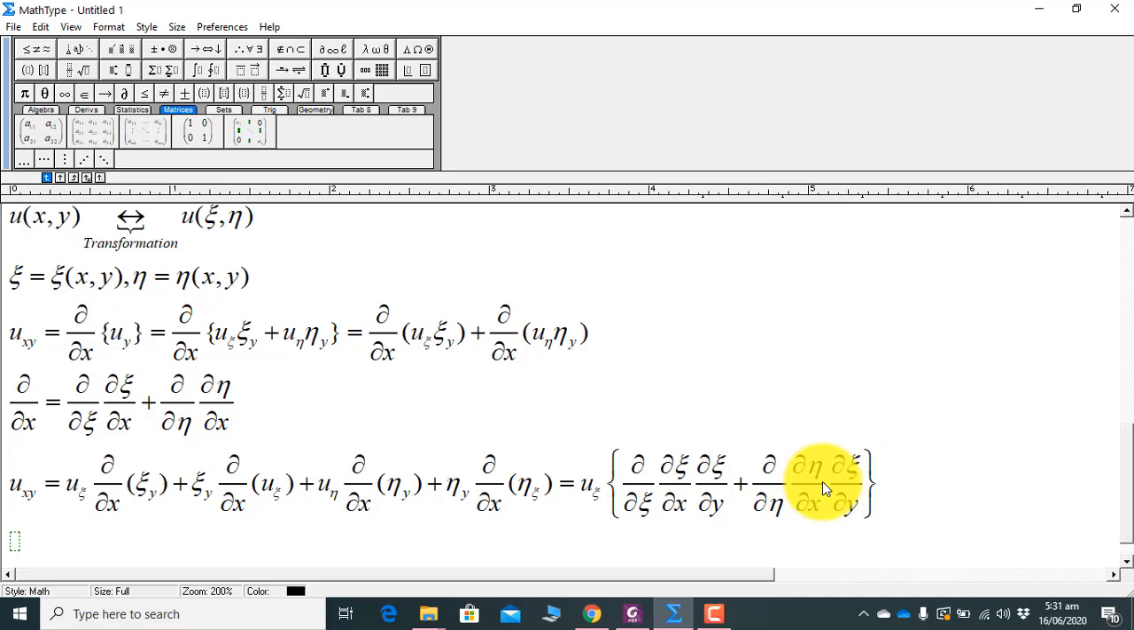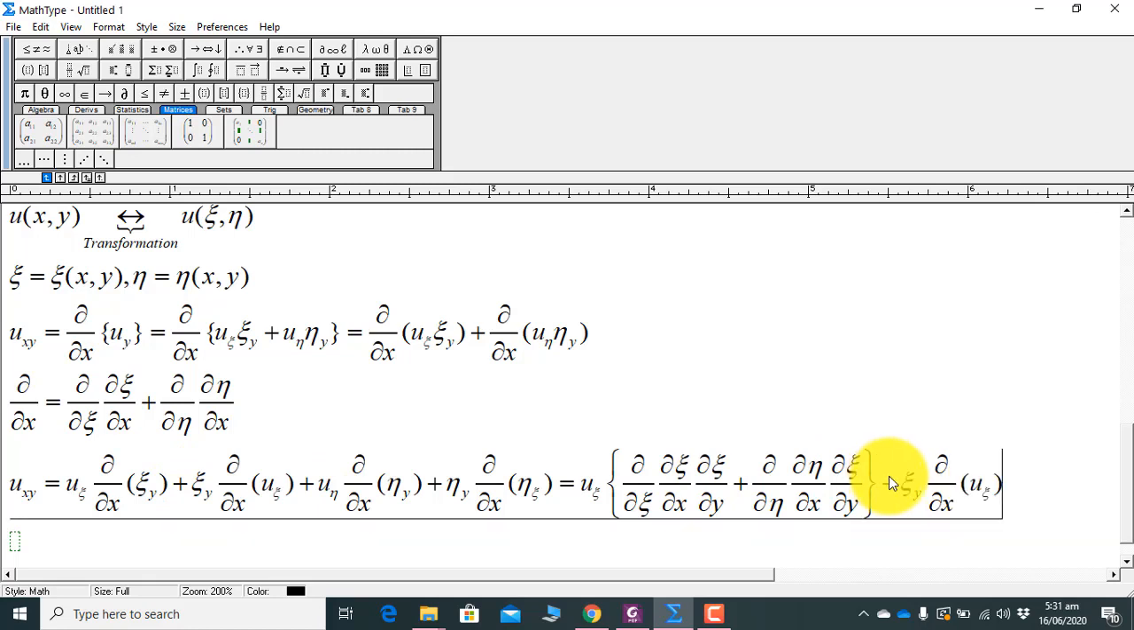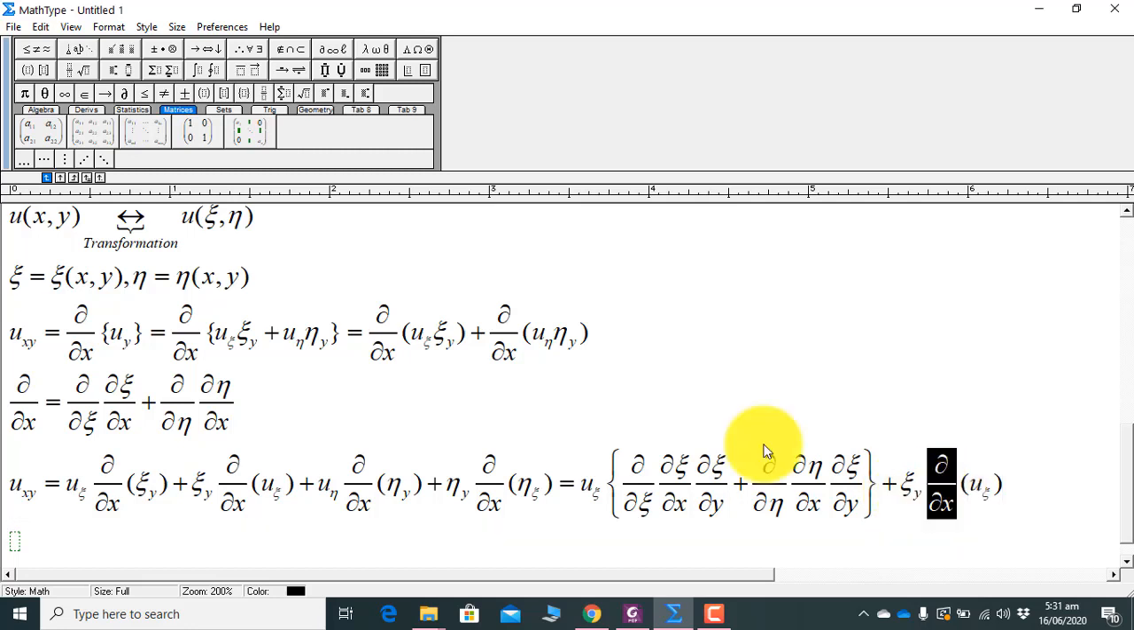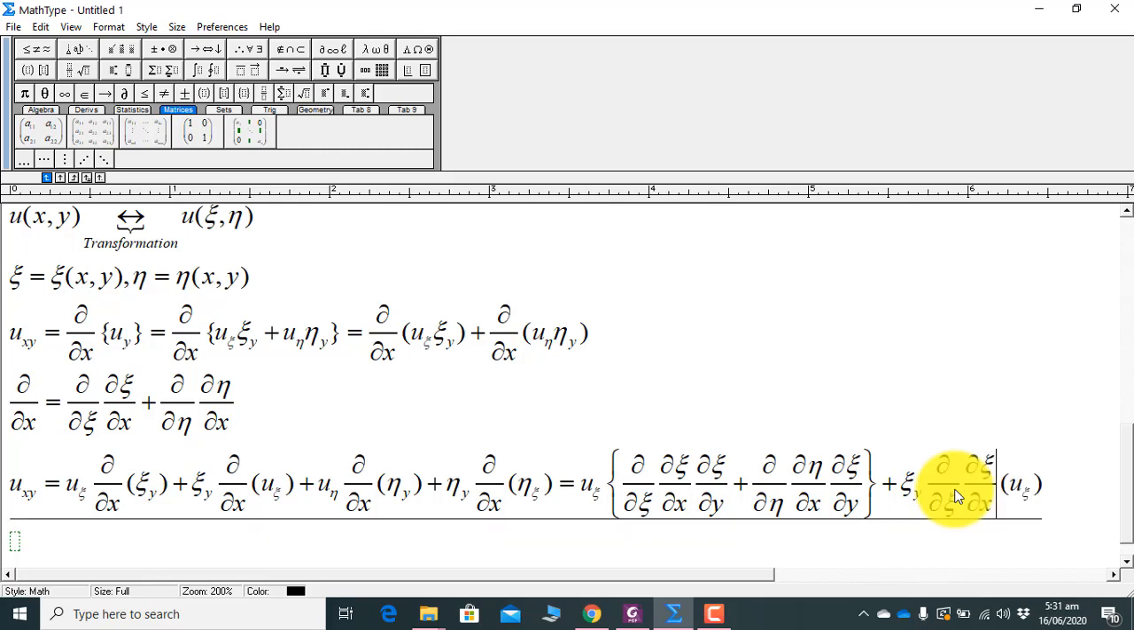Okay, this is the answer for the first term. Similarly, for the second term you will get the answer for that term. This term is distributed with respect to this, so you can replace here: partial over partial xi, partial xi over partial x, and u xi.